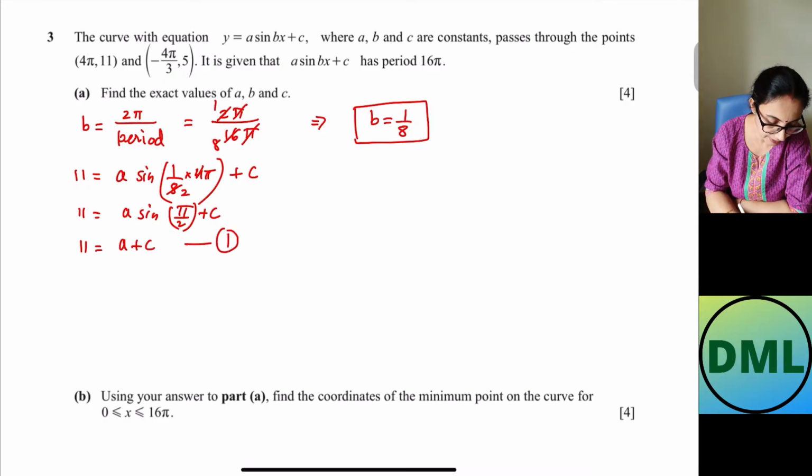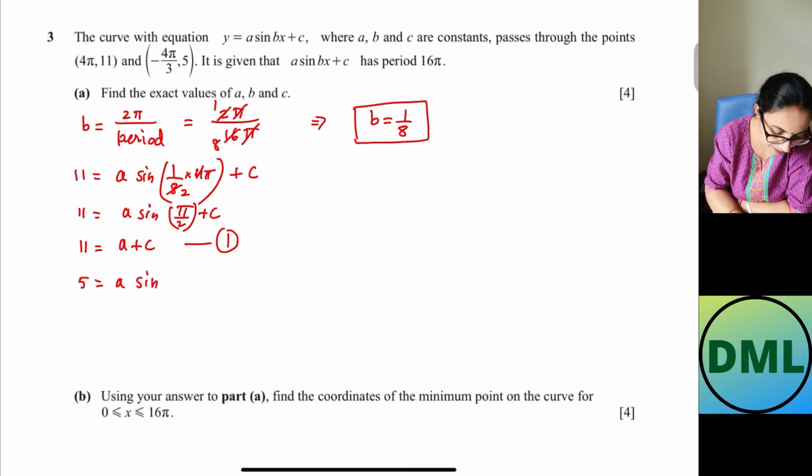Let's substitute the second value. This is my x value. This is my y value. Let's substitute it. 5 is equal to a sine bx. B is 1 over 8, x is negative 4 pi by 3. This is my x value. And then plus c. 4 got cancelled from 8 and it will be 2 here. 5 is equal to a sine minus pi by 6 plus c.